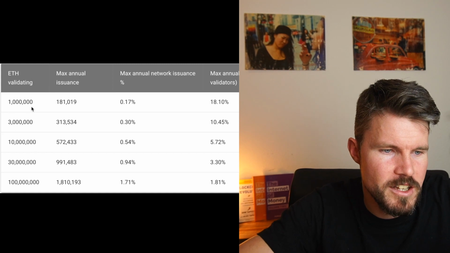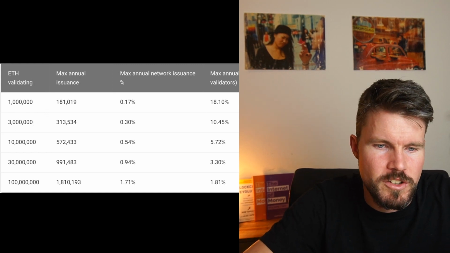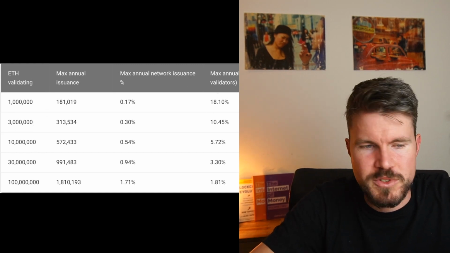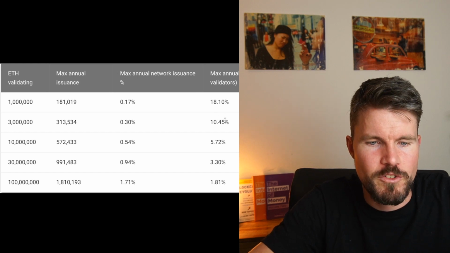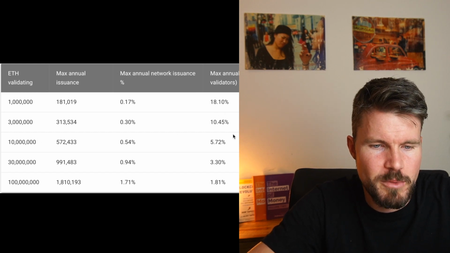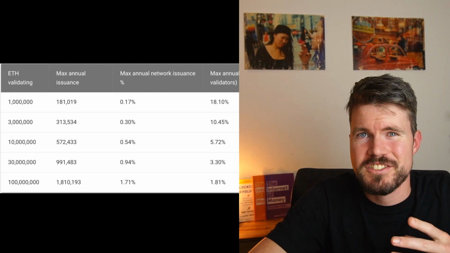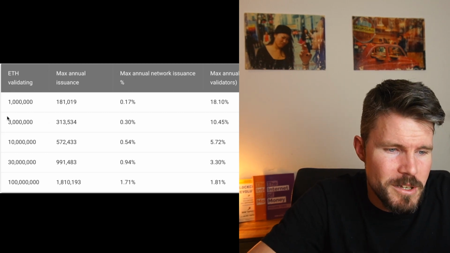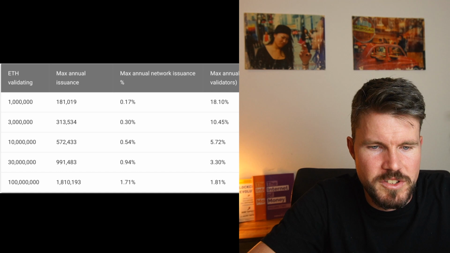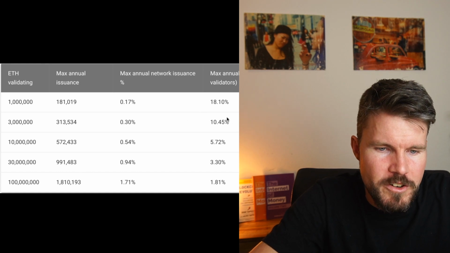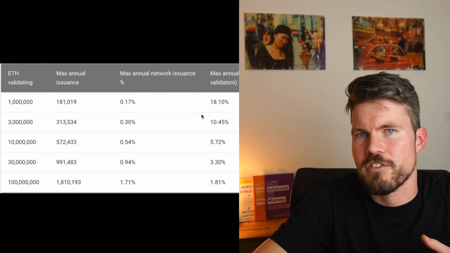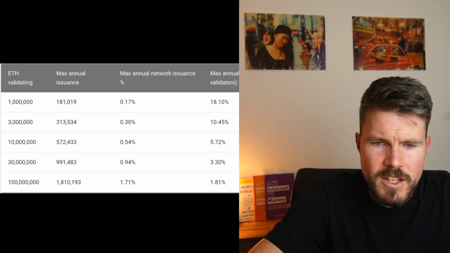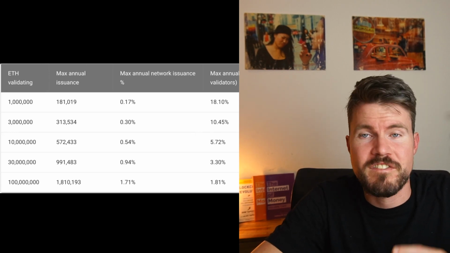And at 1 million ETH locked up, the return on investment per year will be at 18.1%, 3 million, it will be at 10.45%, and 10 million, it will be at 5.72%. The general consensus is that there will be around 3 million to 10 million ETH locked up. So the staking reward will vary between 5.72 and 10.45% per year. And that is if you're running your own validator.